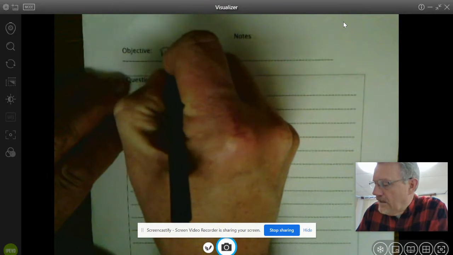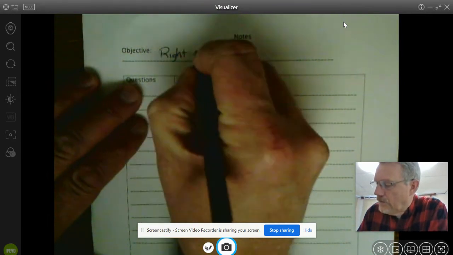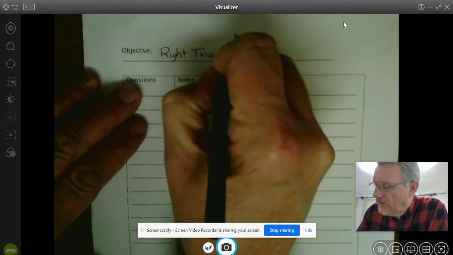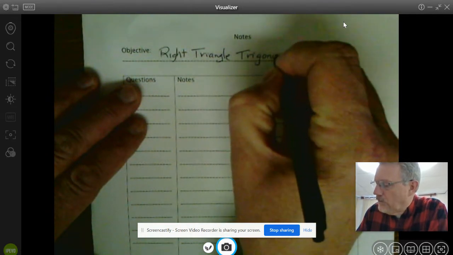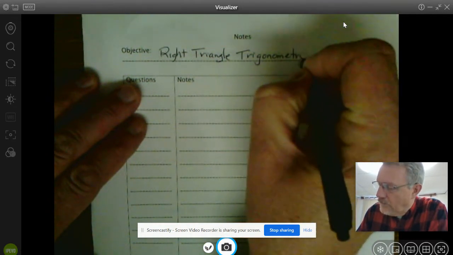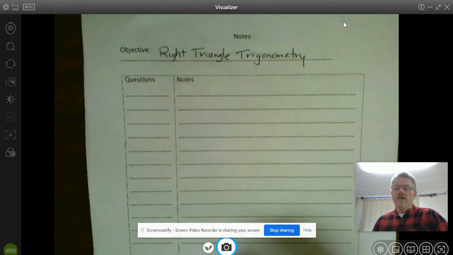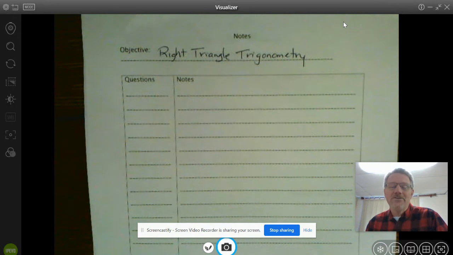Now, this should be a review from last year, but I had a feeling maybe you might need to think about this again before you actually used it. So anyway, we're going to talk about right triangle trig. Basically, trigonometry is just the study of triangles, so it makes sense that the right triangle is a special case for trigonometry.